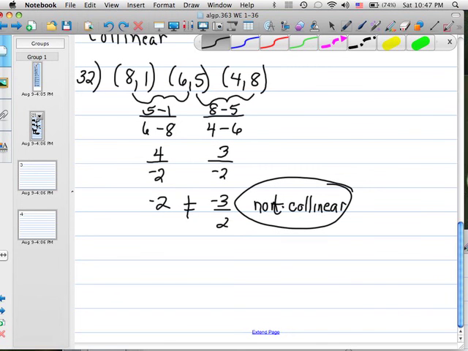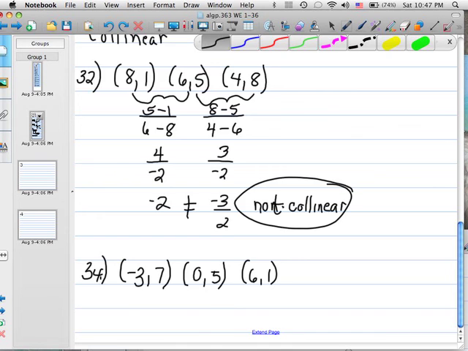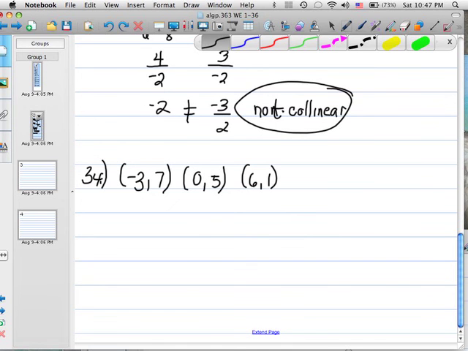34. They give us negative 3, 7; 0, 5; and 6, 1, and we're trying to see if these 3 points are on the same line just by checking their slope. So check the slope between these 2. We get 5 minus 7 over 0 minus negative 3. So that's negative 2 over, change that to addition, change the sign, 3. So the slope there is 2/3.